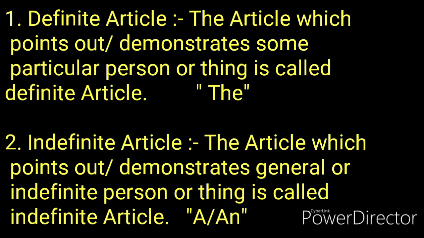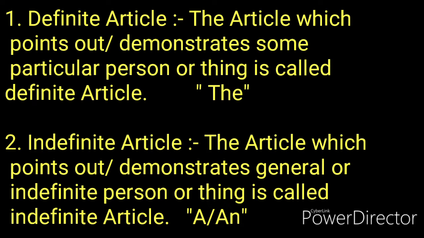There are two kinds of articles in English grammar. First one, definite article, and second one, indefinite article. Definite article: the article which points out or demonstrates some particular person or thing is called definite article. Under this article, we study THE, that is pronounced as 'thee' or 'thuh'. It will be discussed later when we have to pronounce it 'thee' and when 'thuh'. Next one, indefinite article: the article which points out or demonstrates a general or indefinite person or thing is called indefinite article. Under this article, we study article A or AN.